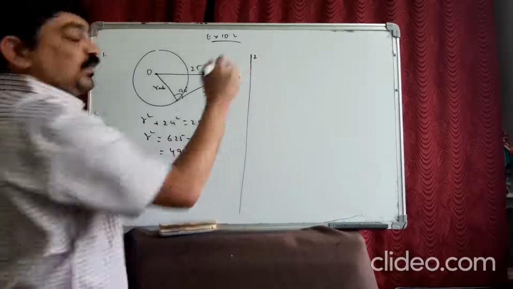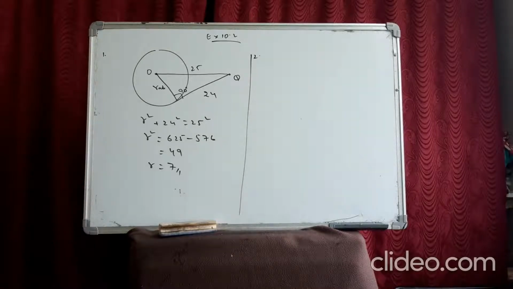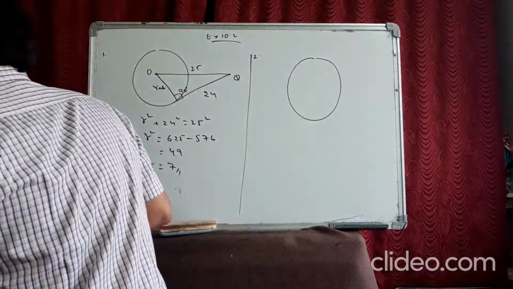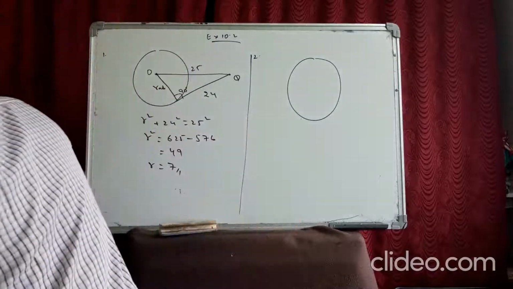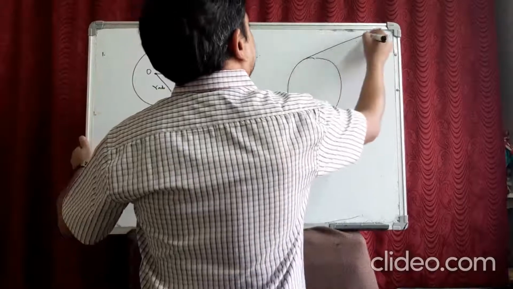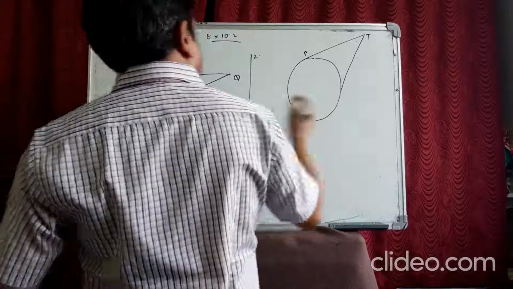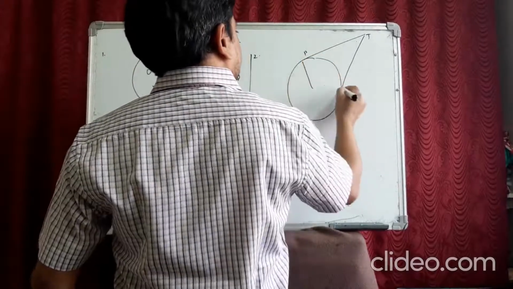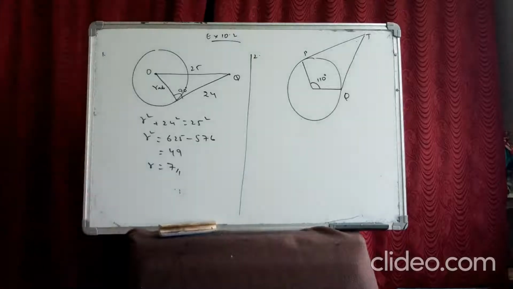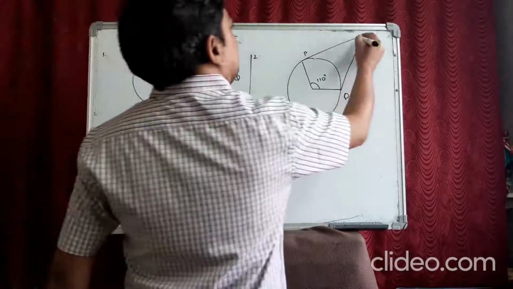Next question. There is a figure given here. Tangents are drawn from point T, touching at P and Q, and this angle is 110 degrees. So what will be angle PTQ? What will be the angle here?